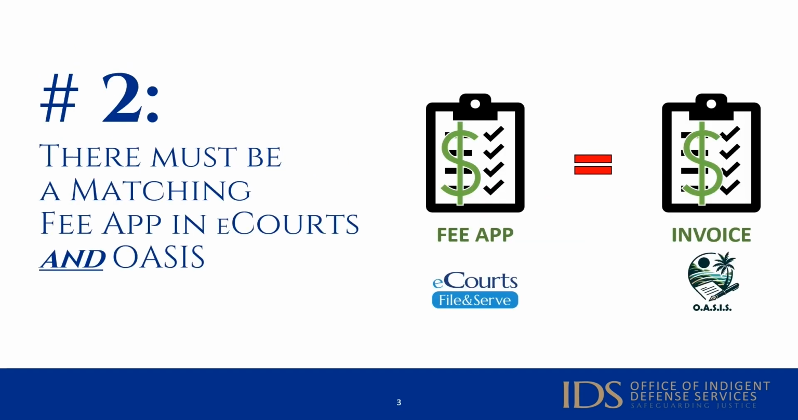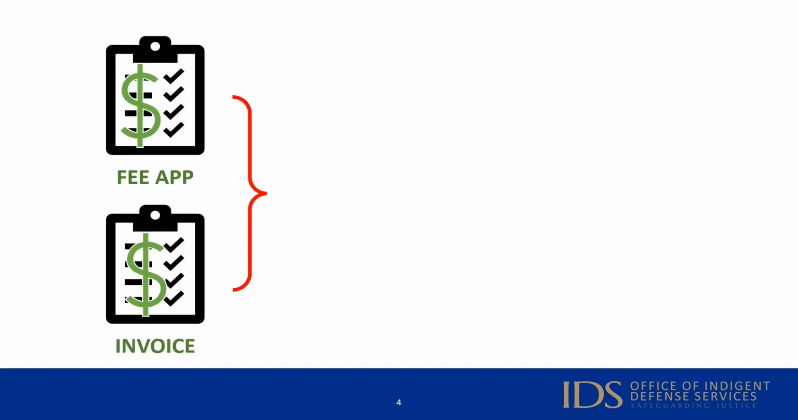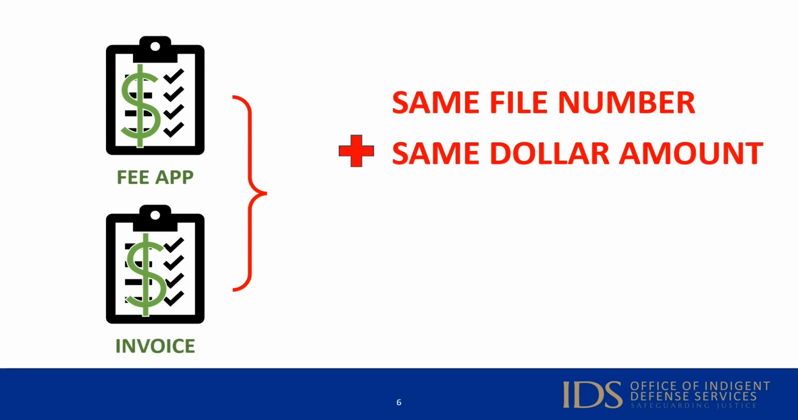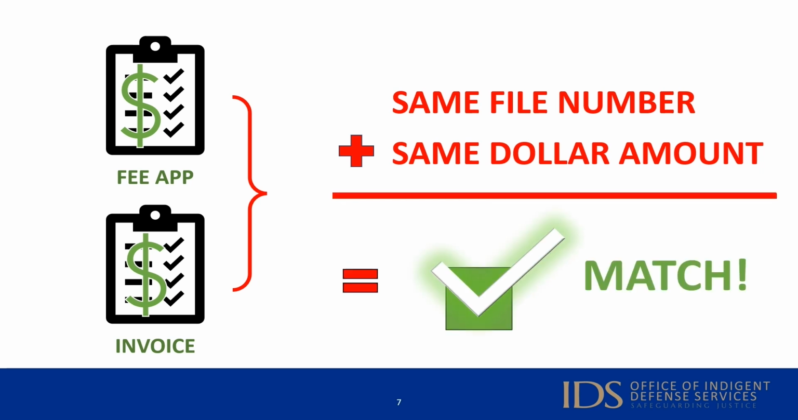Number 2, there must be a matching FIAP filed and served on OASIS at nccourts.org, as well as a matching invoice submitted via OASIS. How do you know that your FIAP and invoice will match up? When both your FIAP and the invoice have the same file number and the same dollar amount, you have a match.